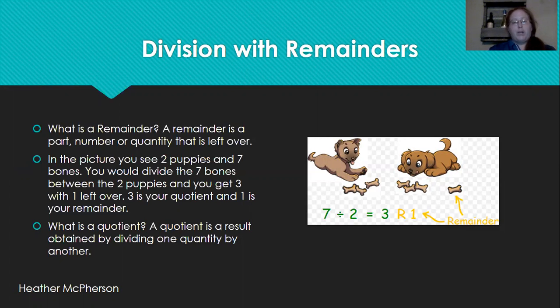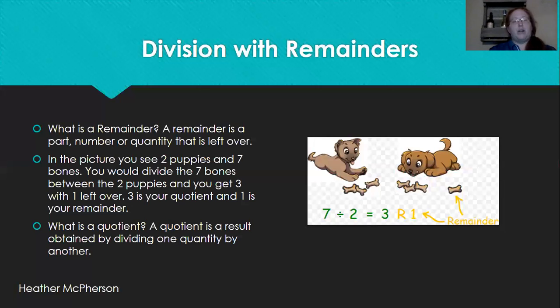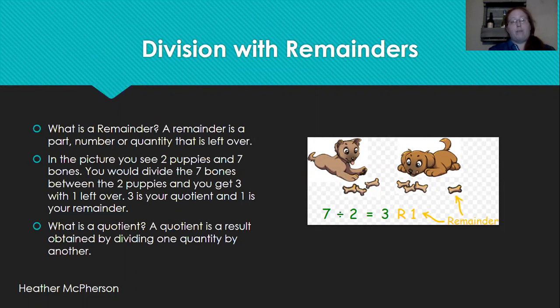You ask yourself, what is a quotient? A quotient is a result obtained by dividing one quantity by another. For example, 7 divided by 2 equals 3, with a remainder of 1 would be your problem.